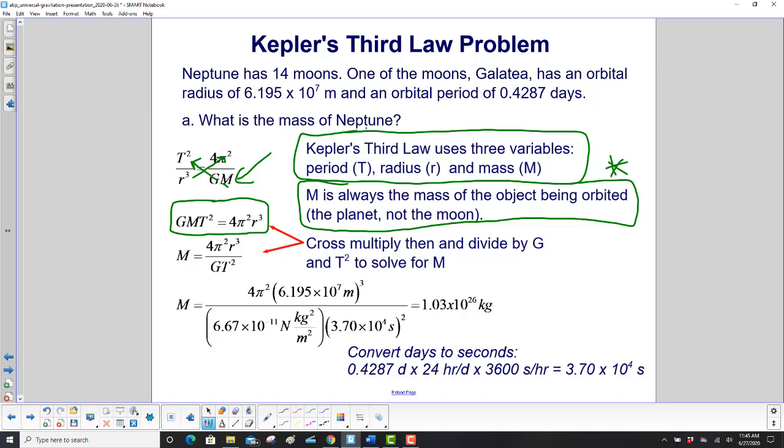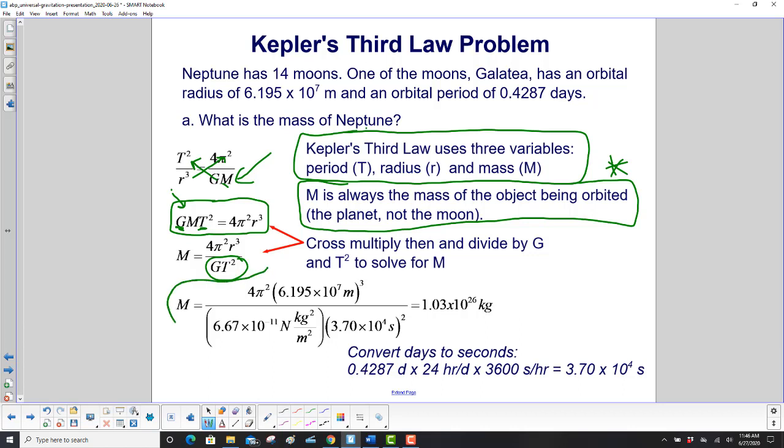We want to solve for M, so we have to isolate M. And we're going to do that in one step. We'll divide both sides by G T squared right here. That will cancel out the G and the T squared here, and we now have our equation for mass. Most of the problem is done.